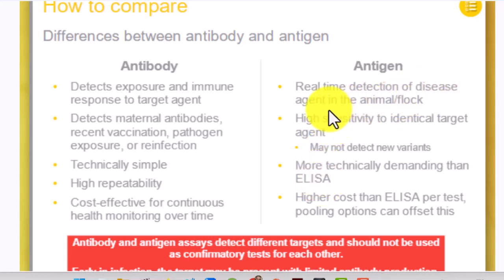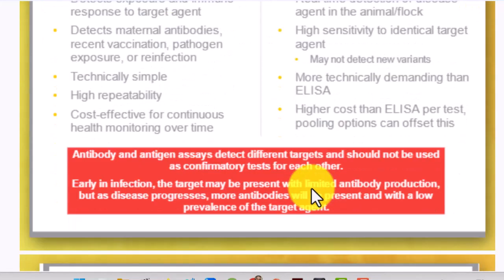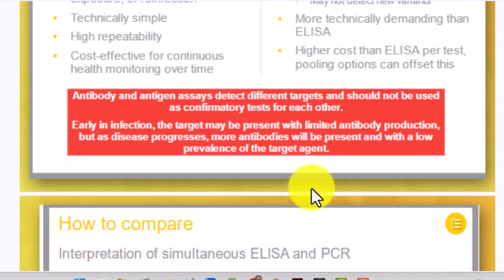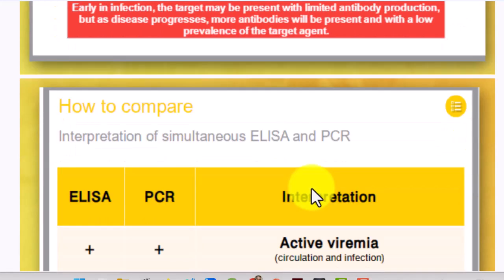Real-time detection of the disease agent in the animal flock, the antigen: high sensitivity, may not detect a new variant, more technically demanding than ELISA, sophisticated. Antibody and antigen assays detect different targets and should not be used as confirmatory tests for each other. Early in infection, the target may be present with limited antibody production, but as the disease progresses, more antibodies will be present, and with a low prevalence of the target agent.